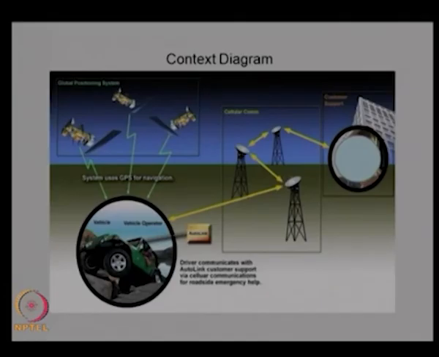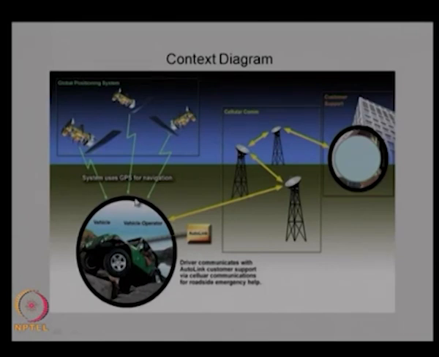So how do we actually start with the system design? We develop an initial context diagram under which the system will be operating. As you can see here, this will be the operator. The customer support component will be located in a different location, maybe in a nearby city or town, and there will be operators who will be responding to the requests from the vehicle.